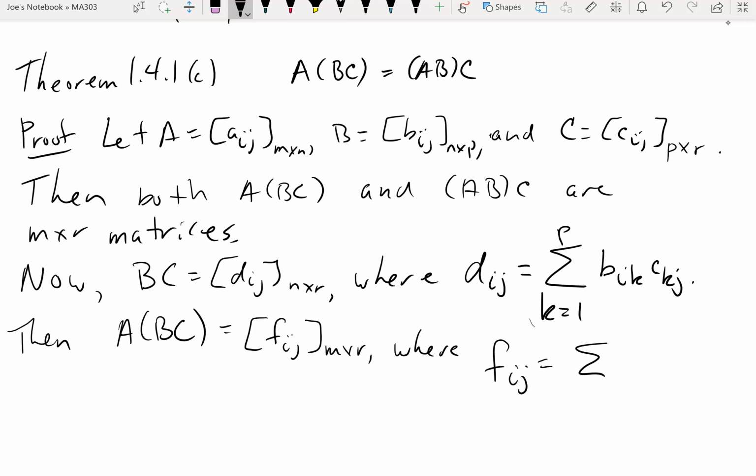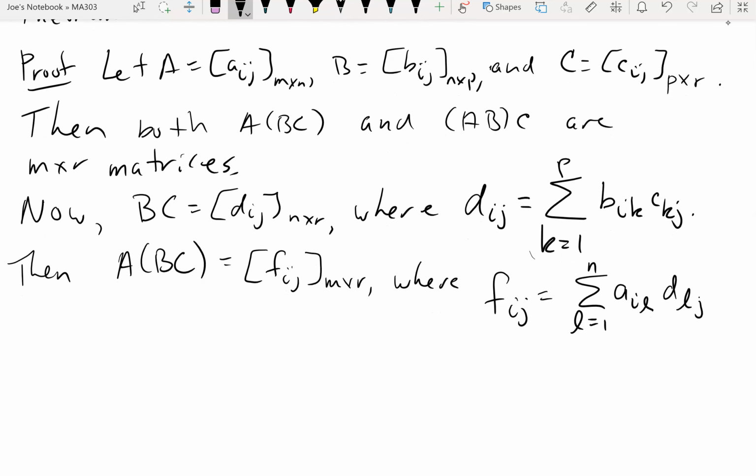I don't want to use the same K, because this index that I'm going to use here does not have anything to do with the index here. Okay, so I'll call it L, for lack of a better letter. This is going to go from 1 to n, because the n is the matching piece. A is m by n, BC is n by r. So the n is the matching piece. And then it's A sub iL, D sub Lj. Right? This is the piece that matches in the middle.